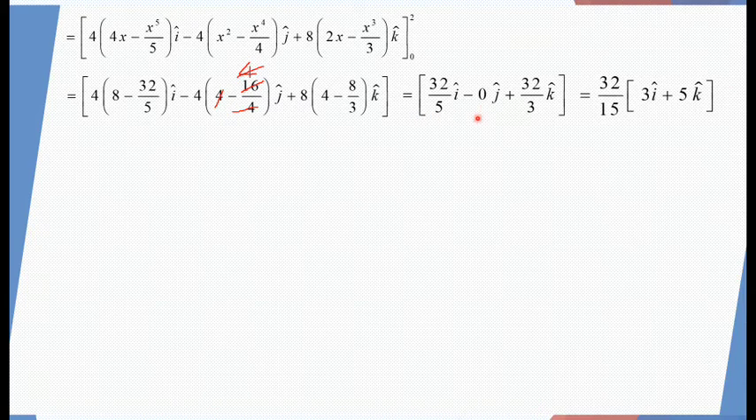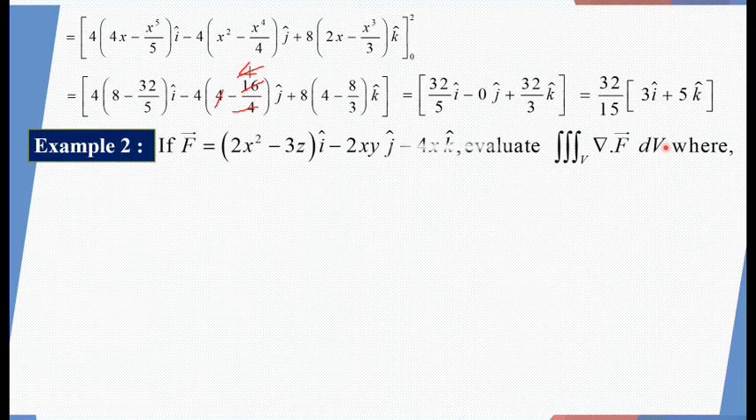and take 5 and 3 as LCM, so that 15 is the LCM, and take it outside. So 32 by 15, and 3 is multiplied to i and 5 is multiplied to k, so it will be 3i plus 5k, so it is the required solution.